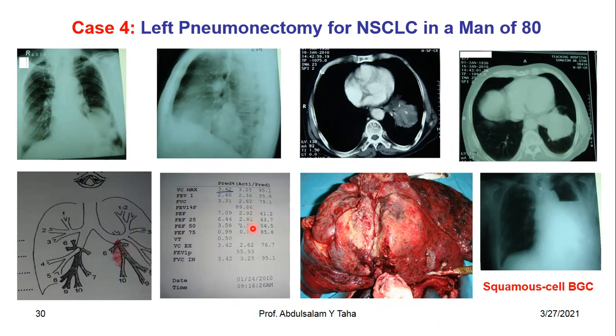Pulmonary function tests were normal or adequate. At the time of the operation, the tumor was more extensive. Therefore, left pneumonectomy was performed, and you can see the tumor mass here. And the diagnosis was a squamous cell carcinoma, and that was the post-operative X-ray of the chest immediately after left pneumonectomy.